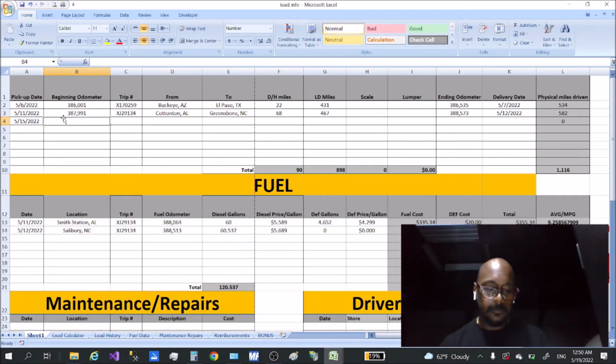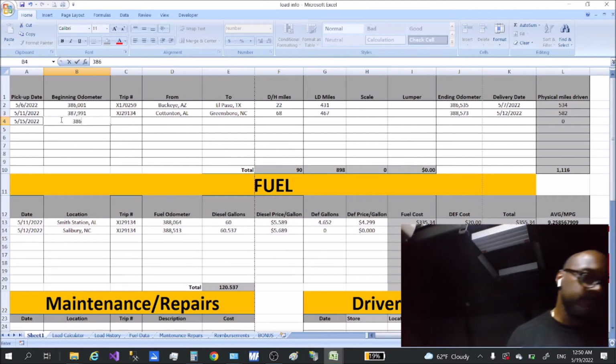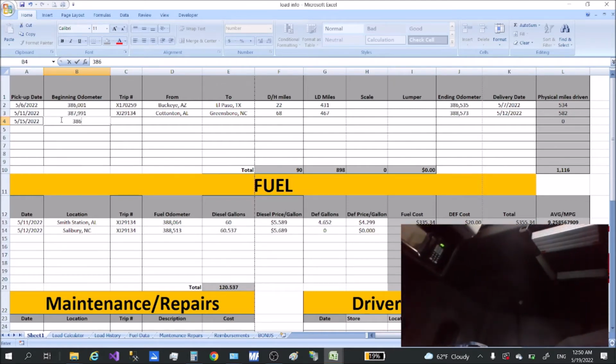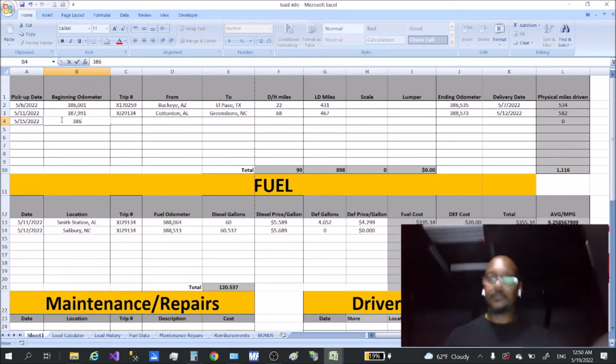All right, 380. Oh, my battery's going low. Just a second. Let me plug in my charger here. Okay. All right. Where were we? Oh yeah, that load for Utah.